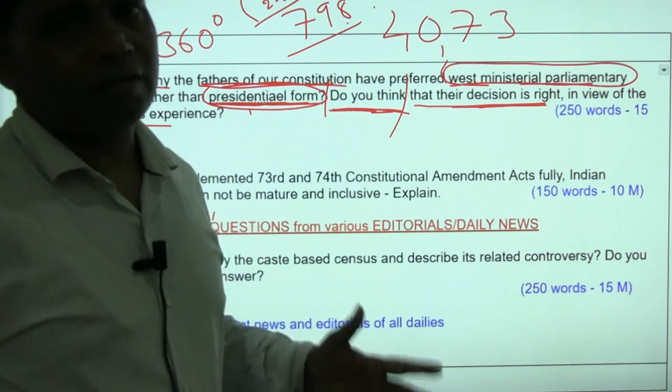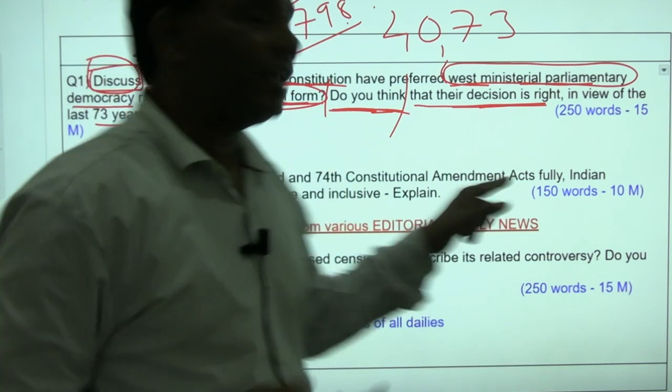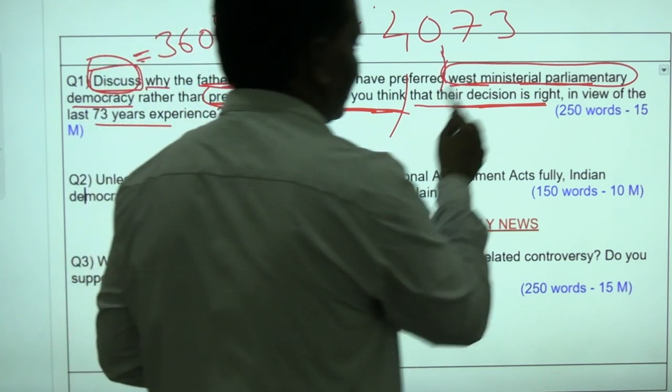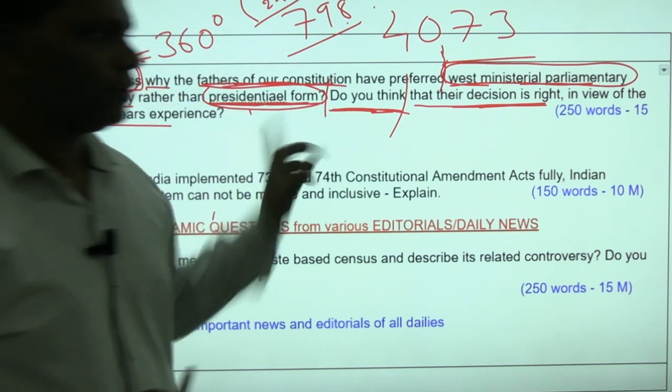Okay, we can't refute the decision they have taken, in the form of referring to the Westminster form of government. It's a beautiful question towards 15 marks.